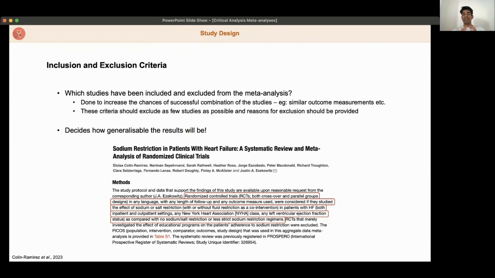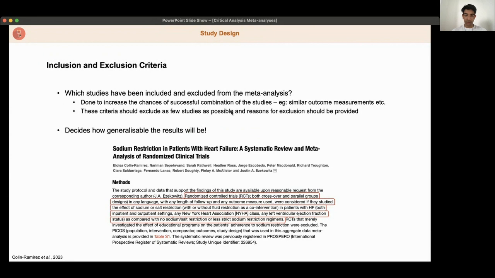So in summary, you want to include as many studies as possible in your analysis. And then you'll see later on, you can check how effective that inclusion and exclusion has been. So for now, the inclusion and exclusion criteria decide how generalizable it'll be.